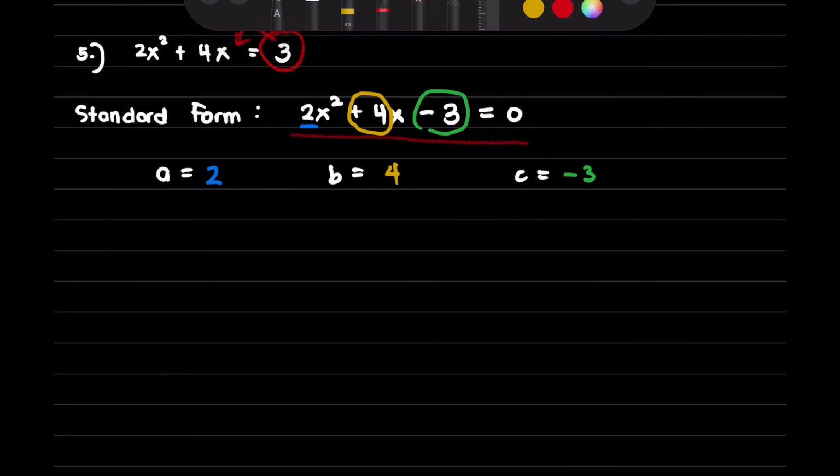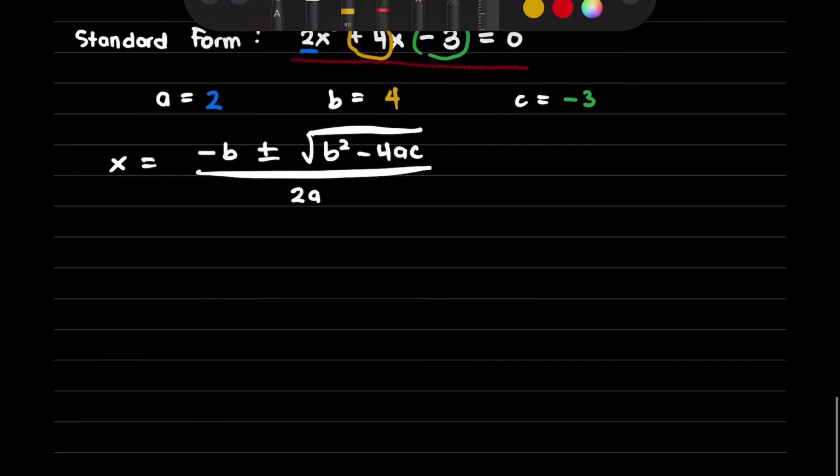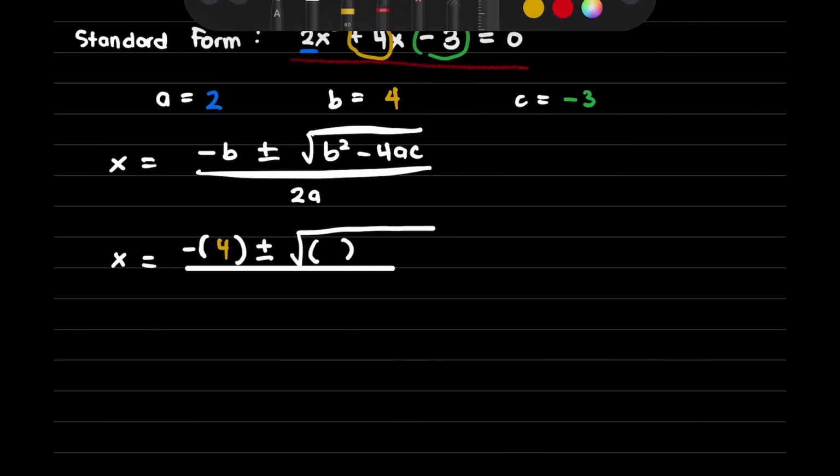Now, we will substitute that in our formula na negative B plus minus the square root of B squared minus 4 times A times C all over 2 times A. So, substitute na natin. X equals negative B, ang B natin is 4. Plus minus the square root of B squared, and B natin is 4.